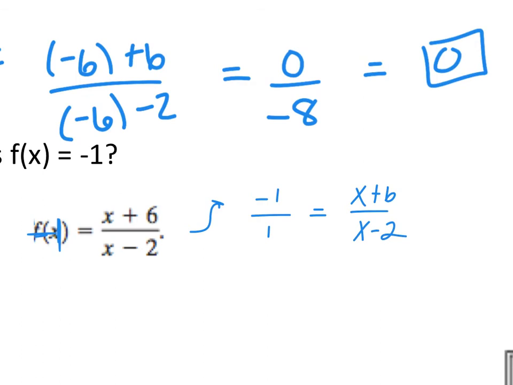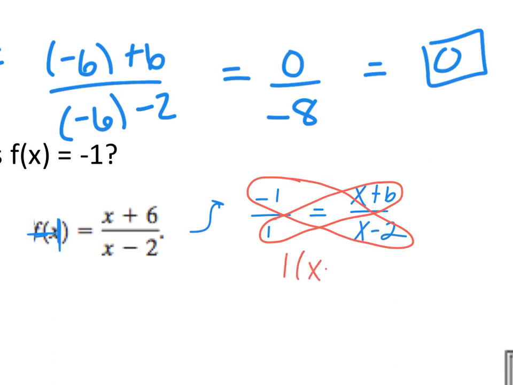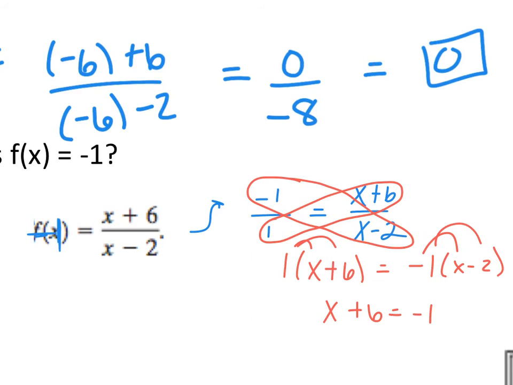The reason why I did negative 1 over 1 is so I can cross multiply. I'm now going to cross multiply. 1 times x plus 6, negative 1 times x minus 2. So I have 1 times x plus 6 equals negative 1 times x minus 2. I distribute. 1 times x is x, 1 times 6 is 6. I distribute negative 1. Negative 1 times x is negative x, negative 1x. Negative 1 times a negative 2 is a positive 2.